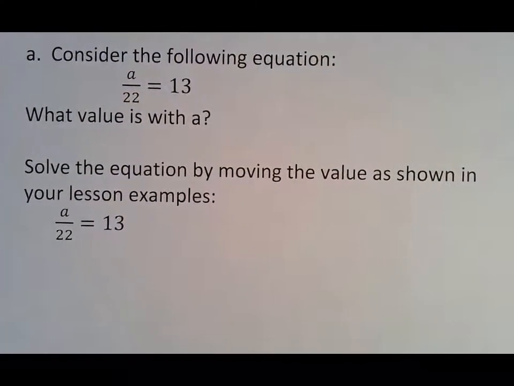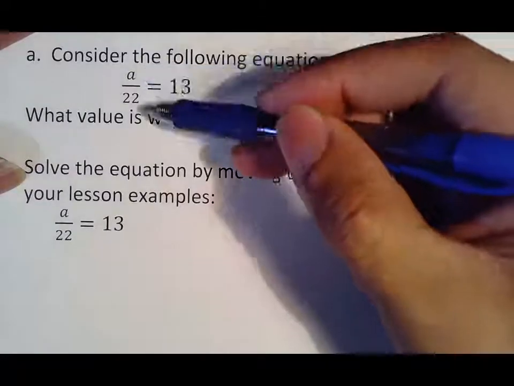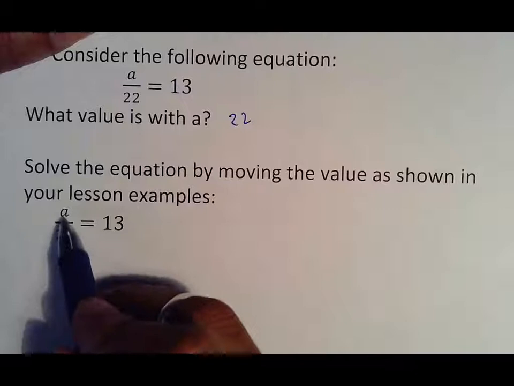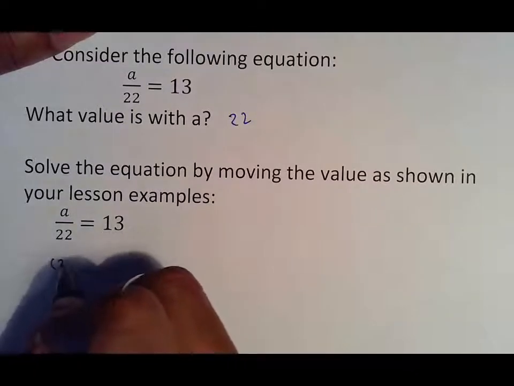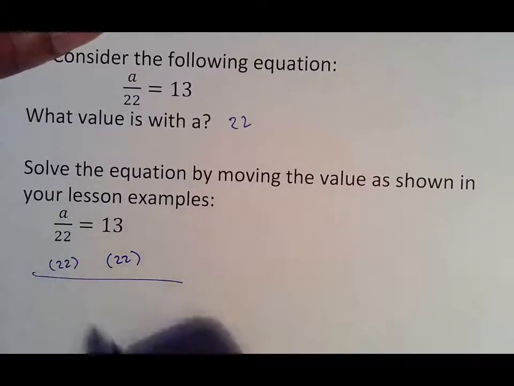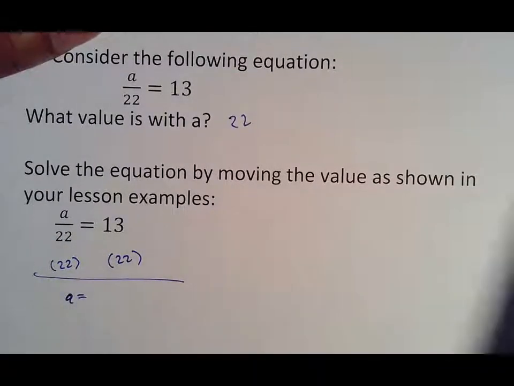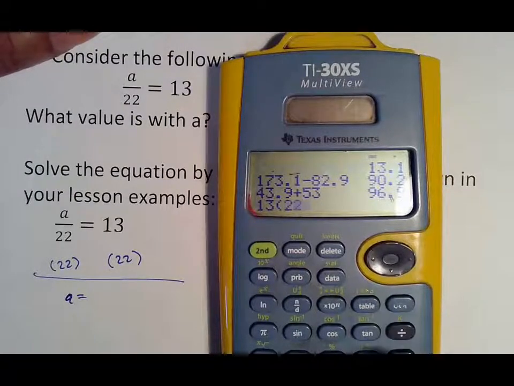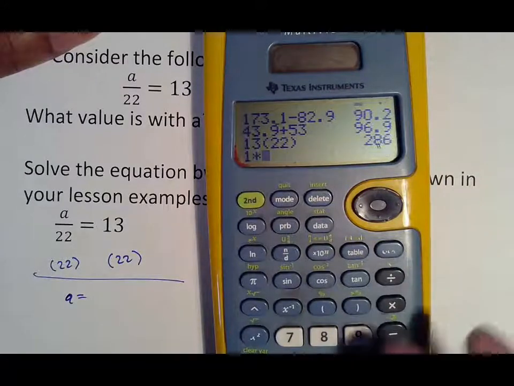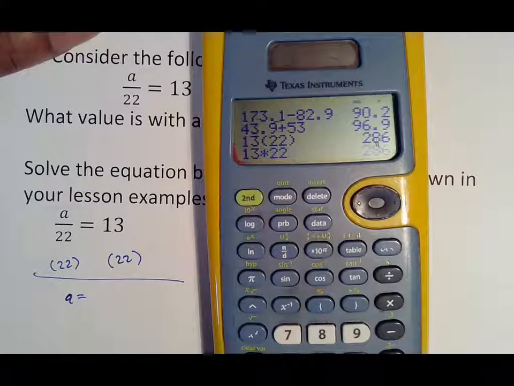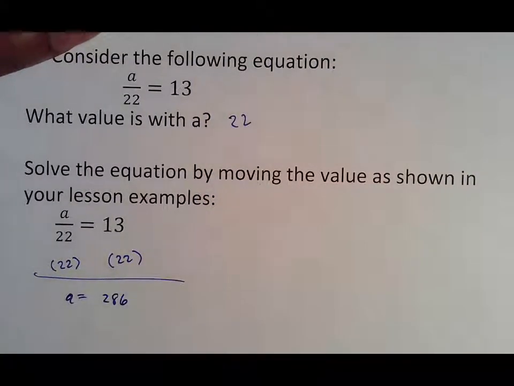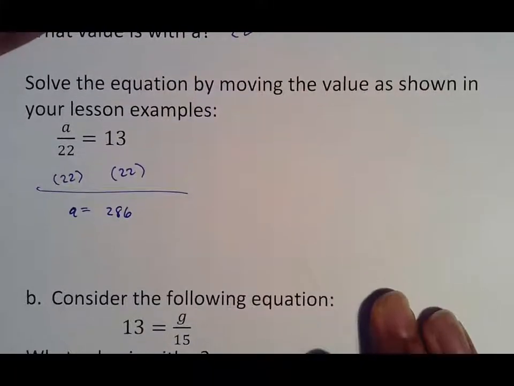You have a over 22 equals 13. What value is with a? Well, a is over 22, so 22 is with a. So, how do you move a 22 that's being divided? That's a divided by 22. What you would do is put parentheses 22 here, parentheses 22 here. The 22s, just trust me, are going to cancel out. And then 13, even if you type it the way you see it, parentheses 22, it'll get you your answer of 286, but that does mean 13 times 22. Either one of those two is going to give you the right answer. If your calculator has parentheses, feel free to use them. If not, just use the multiplication symbol, and that'll get the job done.